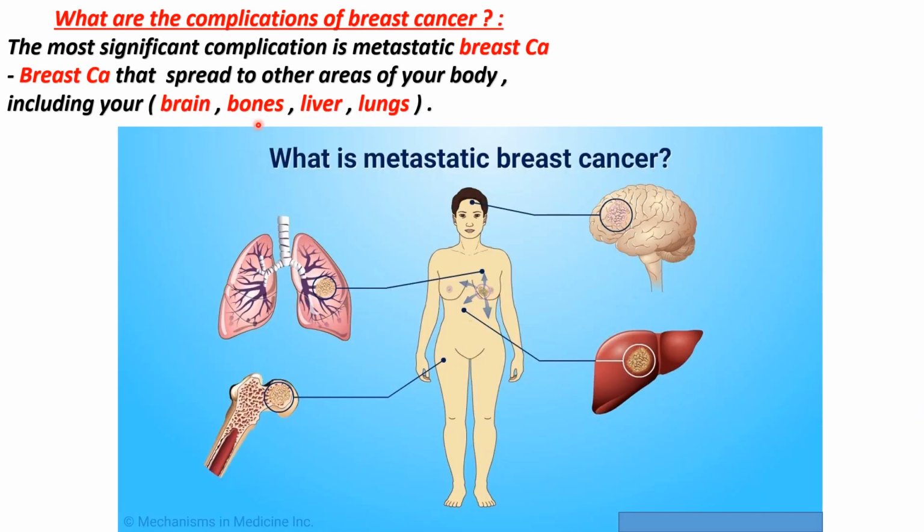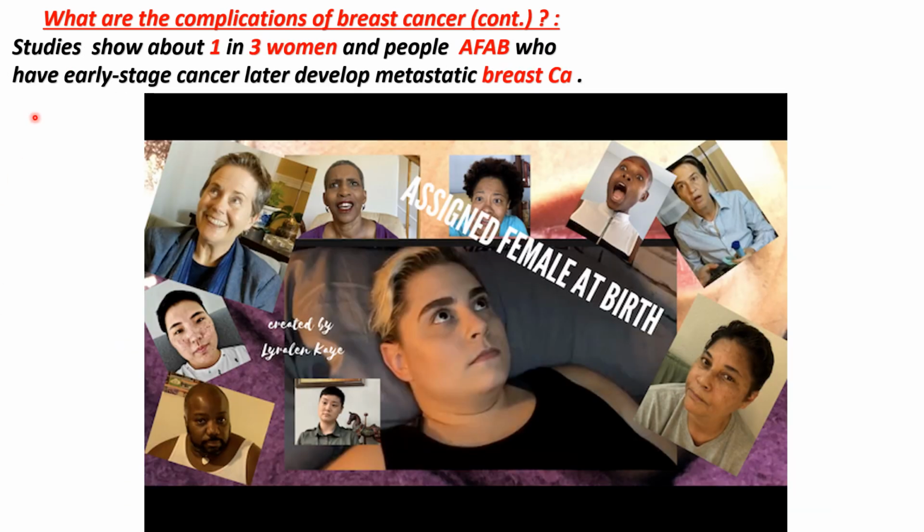The question now, what are the complications of breast cancer? The most significant complication is metastatic breast cancer. Breast cancer that spreads to other areas of your body, including your brain, bones, liver, and lungs. Studies show about 1 in 3 women and people assigned female at birth who have early stage cancer later develop metastatic breast cancer.